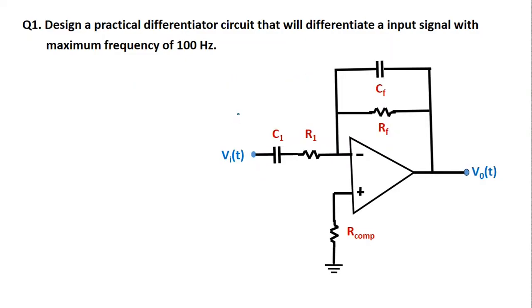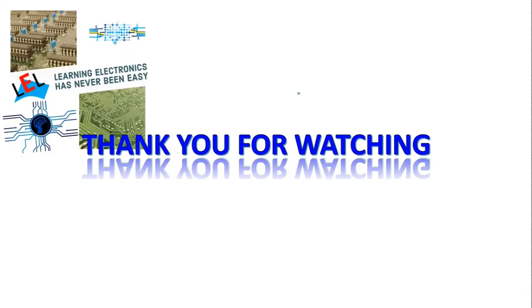So finally we draw the practical differentiator circuit. This is the practical differentiator circuit. In this, we got all the values of C1, R1, CF, RF and R compensation resistance by following the steps of designing practical differentiator. So hope you have understood the numerical.